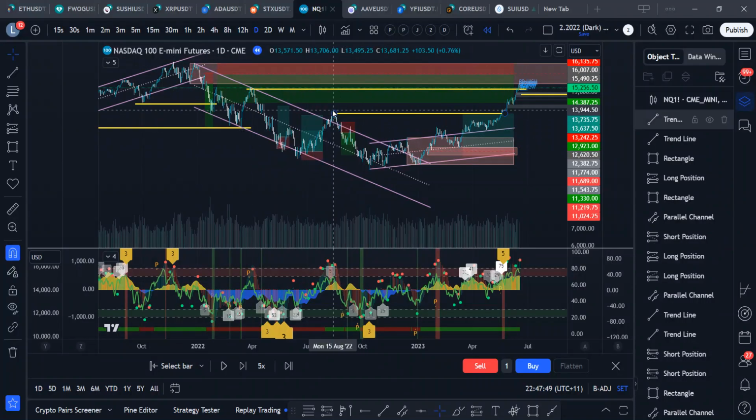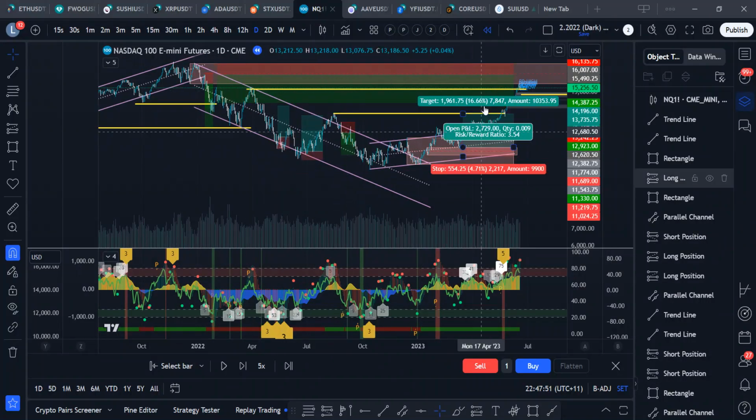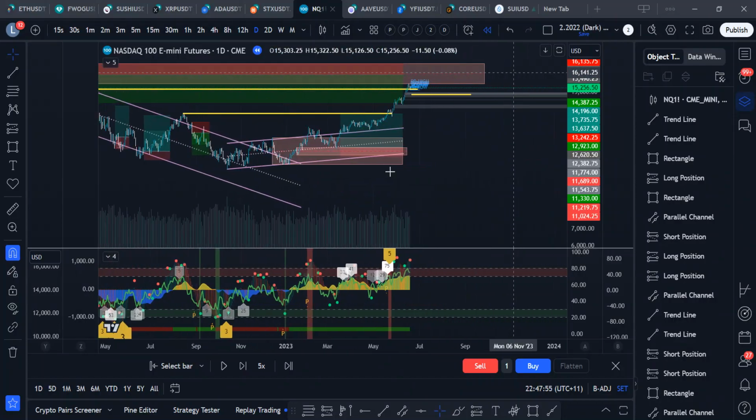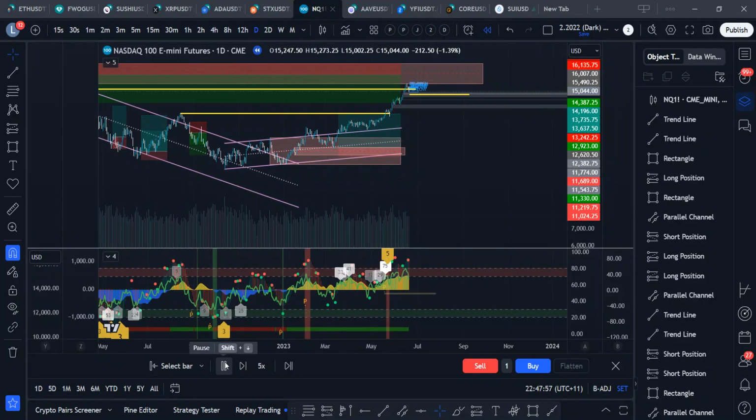Because this got washed through and pushed through, this got pushed through. These are all like TP areas, but the very beginning of the move can be a reversal area. So let's see.